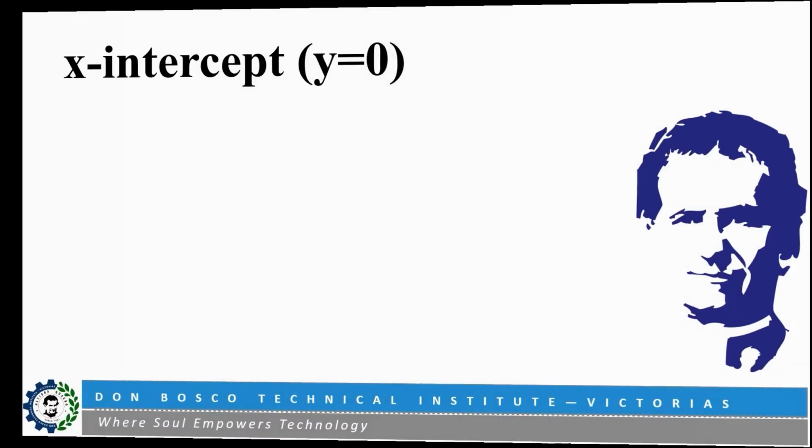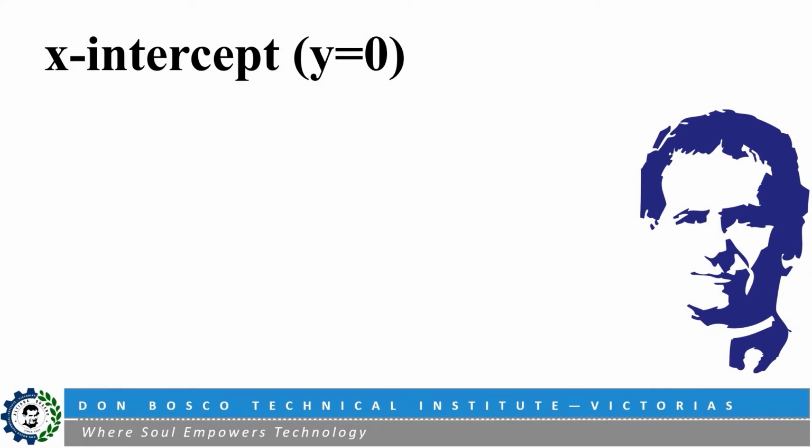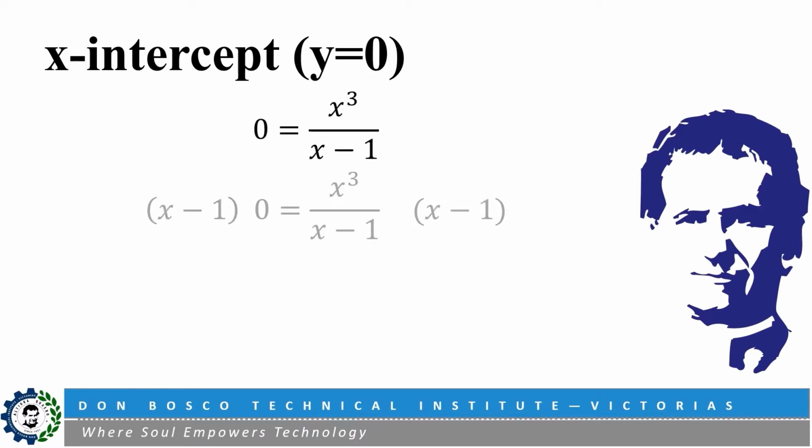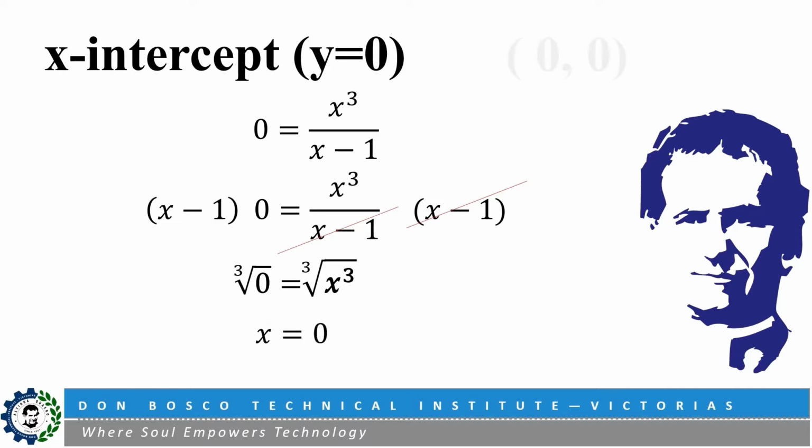Again, in solving for the x-intercept, we substitute y with 0, so we now have 0 is equal to x cubed over x minus 1. Then we multiply x minus 1 to both sides of the equation, giving us 0 is equal to x cubed. To solve this, there is no need to factor out x cubed, but instead, we get its cube root, which is x, giving us 0 equals x. And like the previous example, we have x-intercept of 0, 0, which is found on the origin.